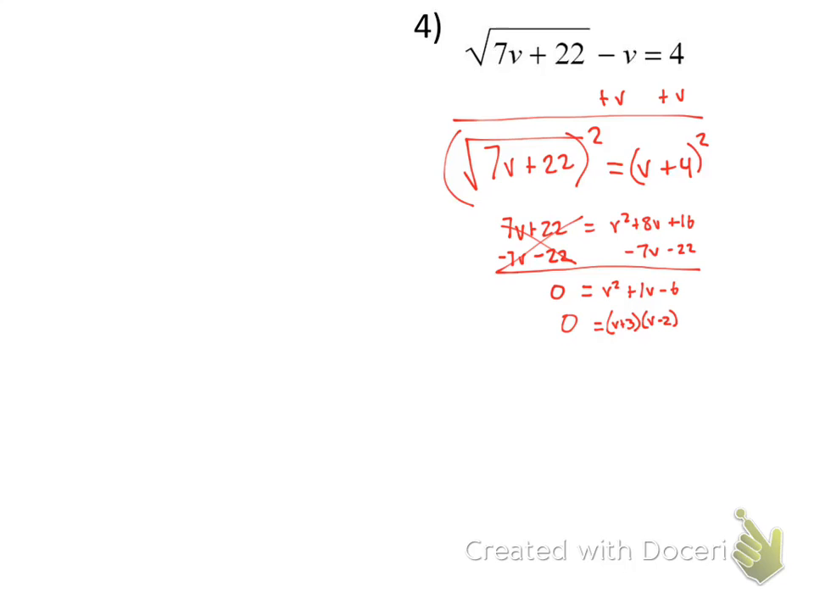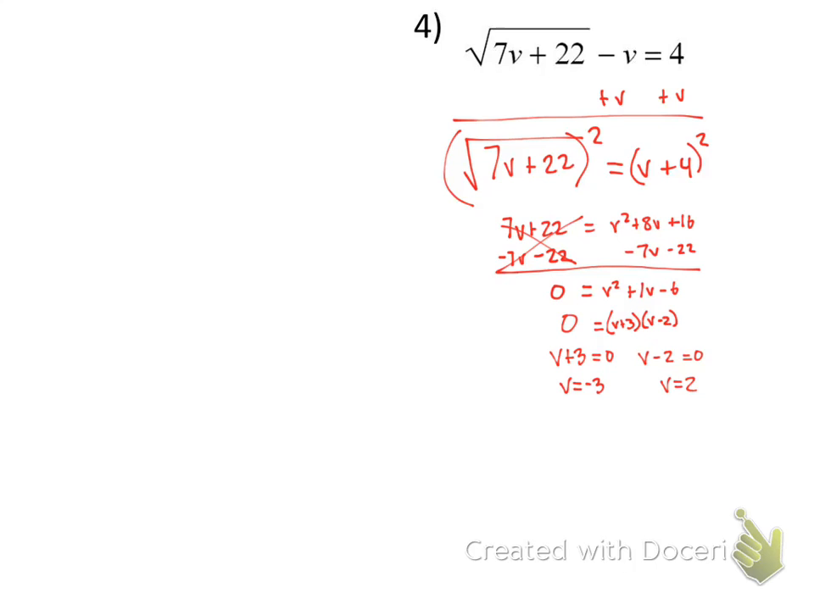Zero product property, we got v plus 3 is equal to 0 and v minus 2 is equal to 0. Alright. Subtract, we get this one is going to be v is equal to negative 3, and then v is equal to 2 right here. Now we have to check our answers. Oh, yeah, negative 3 and 2.